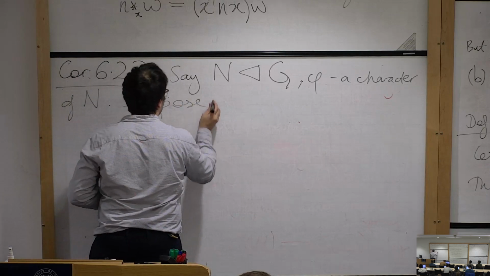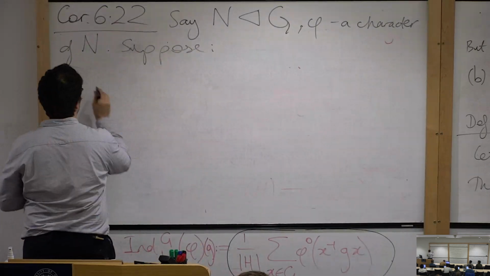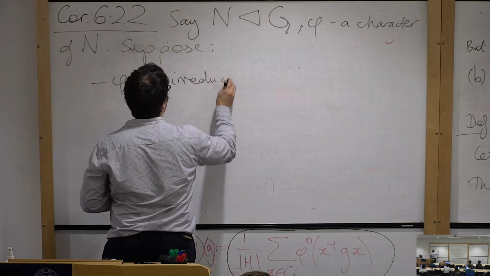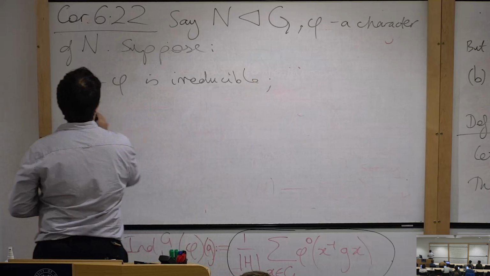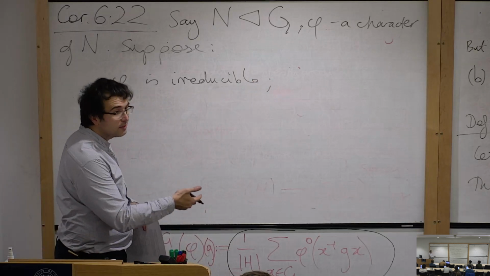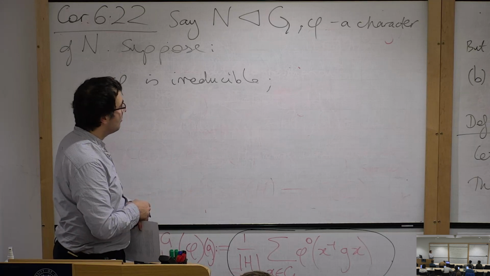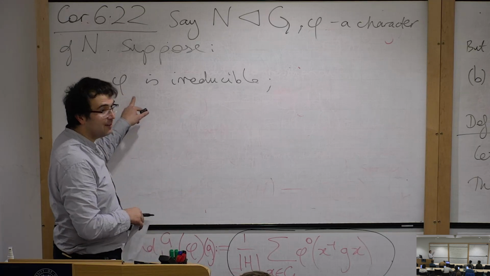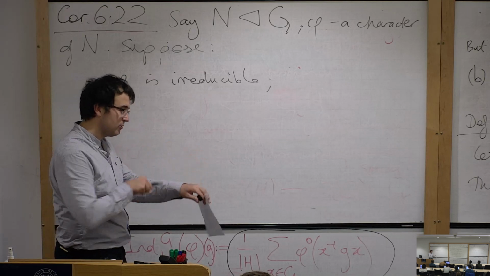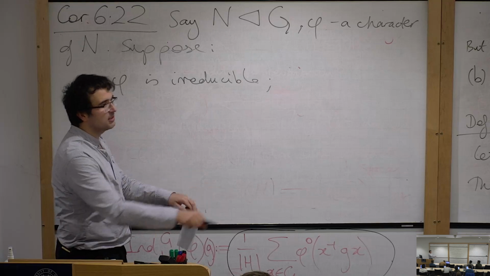Suppose first of all that phi is irreducible, and second of all, the G mod N orbit of that character in the space of class functions of N is a copy of G mod N. Right? As you move the character around, you don't get any repetitions.